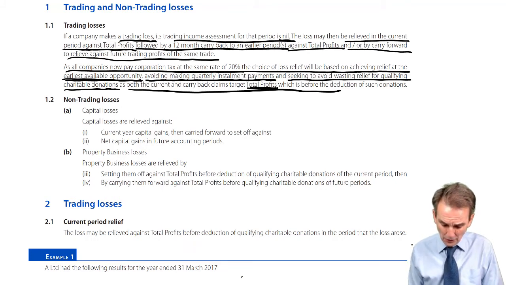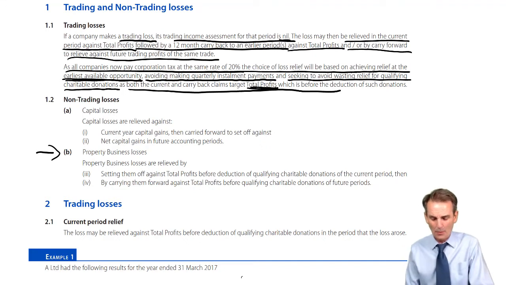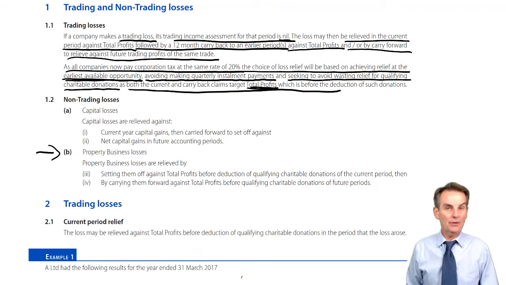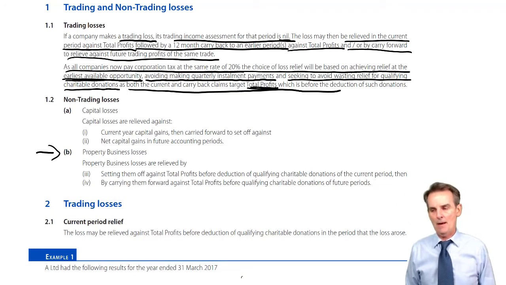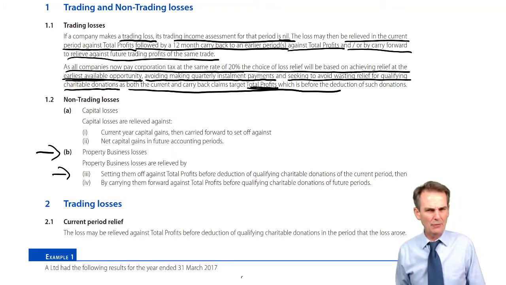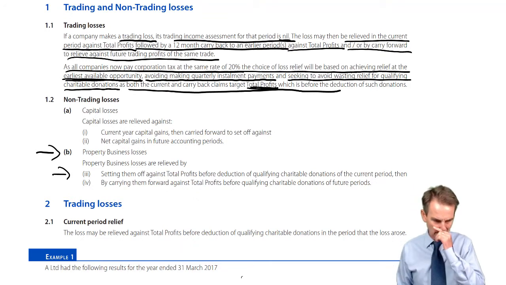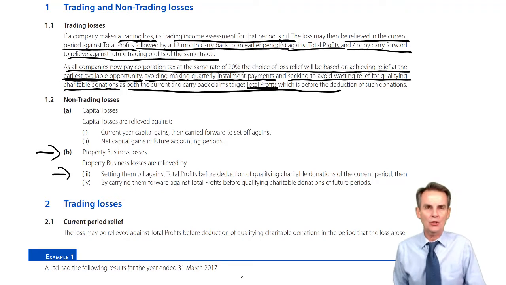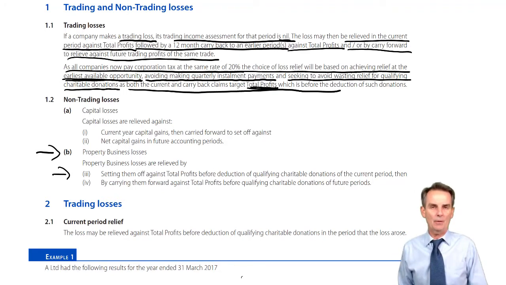What we've got is one that we've already mentioned back in chapter 16, property business losses. If on property income we have more expenses than we have income, then we end up with a loss. And we've already made the point, what will happen to that loss? Now it's noted here, but I hope that you may recall it anyway from what we previously said. That loss would firstly be set off against the total profits of the current period.